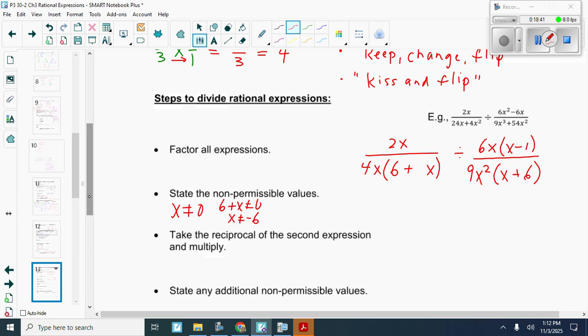Then we pop over to here. We have to find the non-permissible values of both rational expressions. The 9 is fine. We don't have a problem with the 9, but we have an x squared.